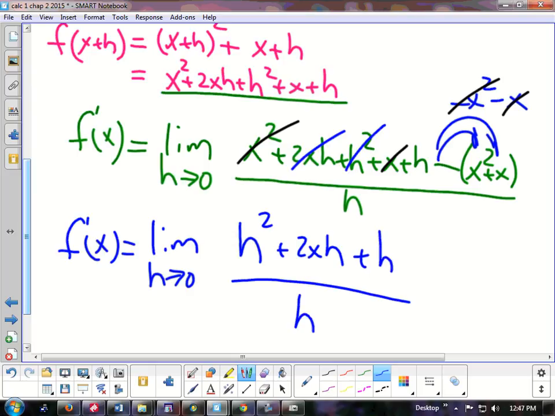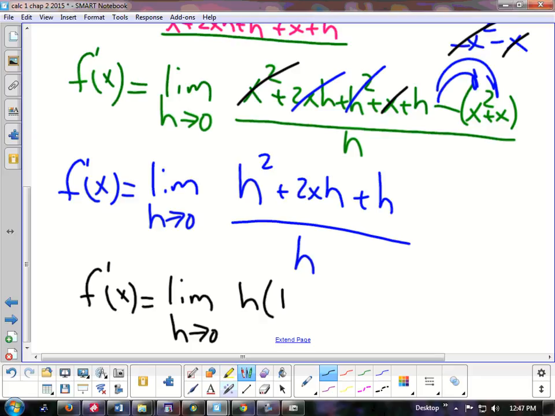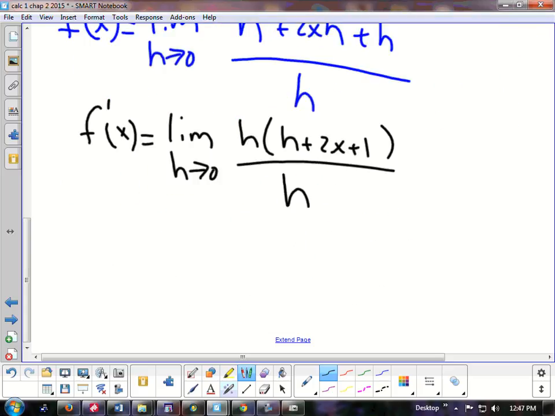Okay, that allows me to continue here. I still can't plug in a 0 for h. If I plug in a 0 for h, I'm going to get a 0 on the bottom. Doesn't work. However, because of algebra, and that's why they teach you how to do algebra in 9th grade, you can do stuff like this. The limit as h goes to 0, we're going to factor out an h, and we're going to have h times (h plus 2x plus 1) all over h. This allows the h's to cancel. And then now I can use the substitution method for my limit.